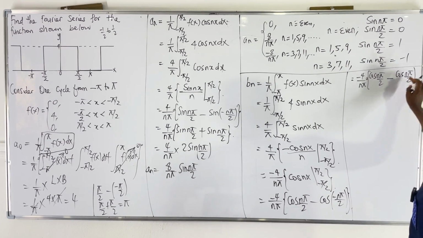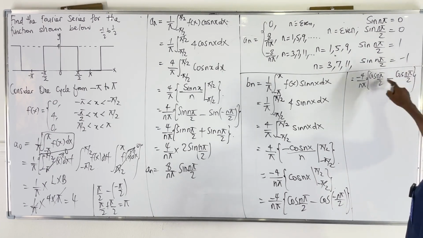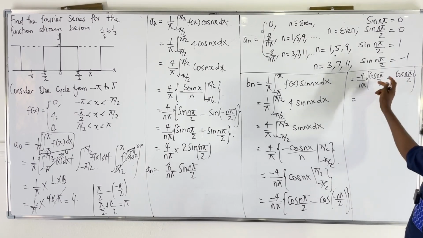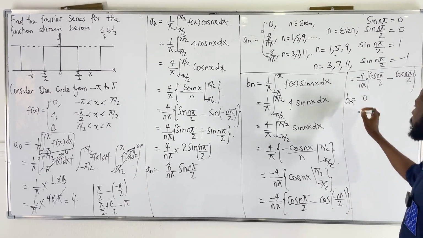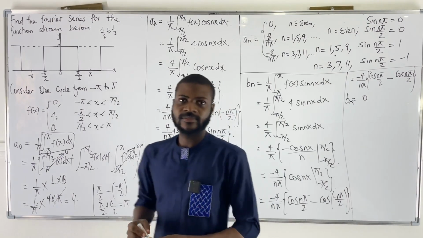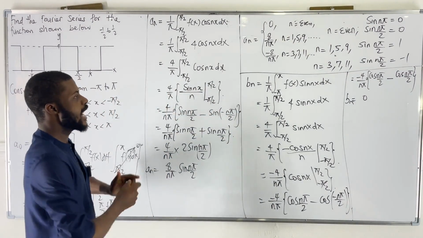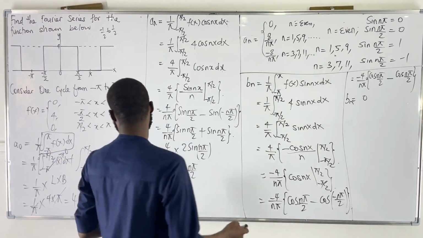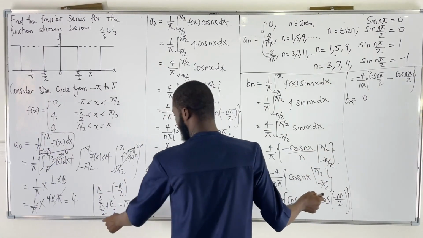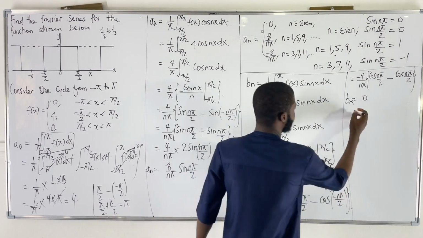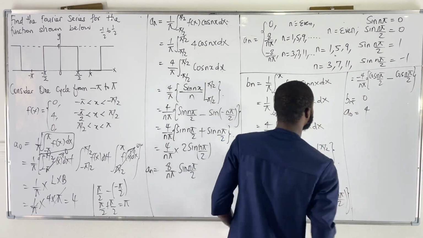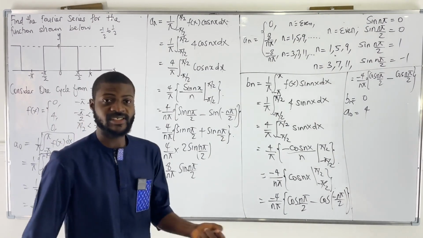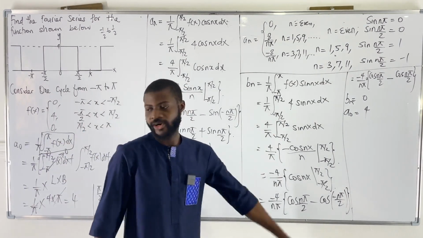Now these two things are the same. Since they're both the same, this minus this gives 0, and 0 times this gives 0. So b sub n is 0. So that's b sub n, and finally we've found all our coefficients. So b sub n is 0, a sub n is as found, and a naught is 4. Right now, let us find the Fourier series expansion of the function.